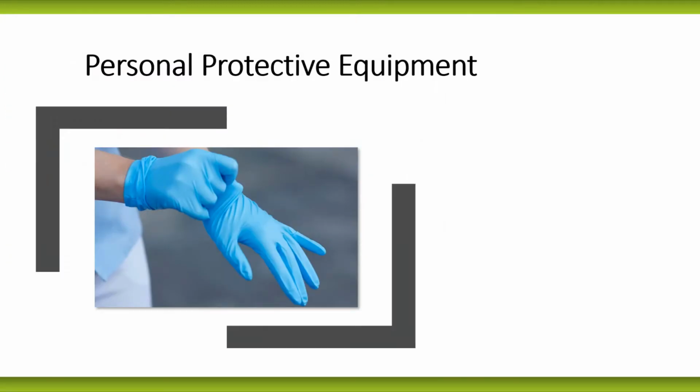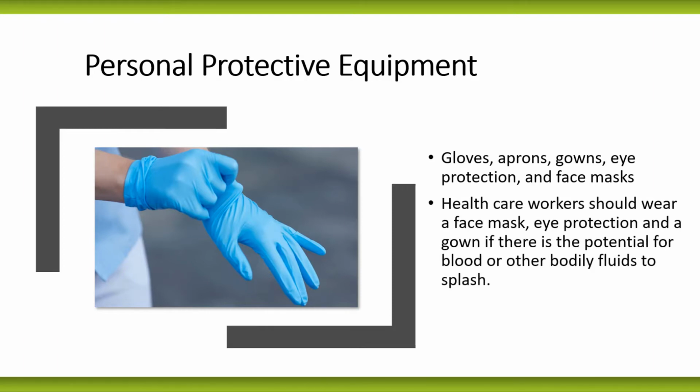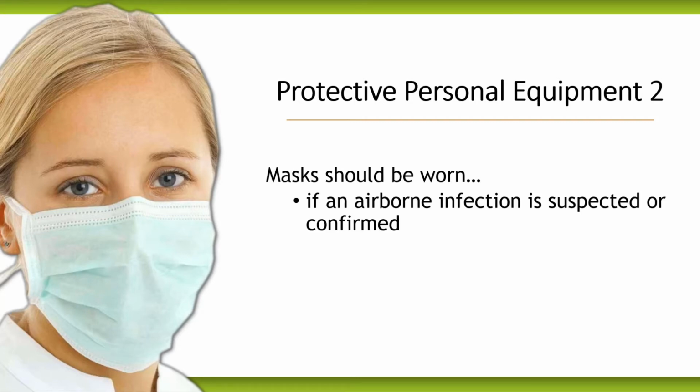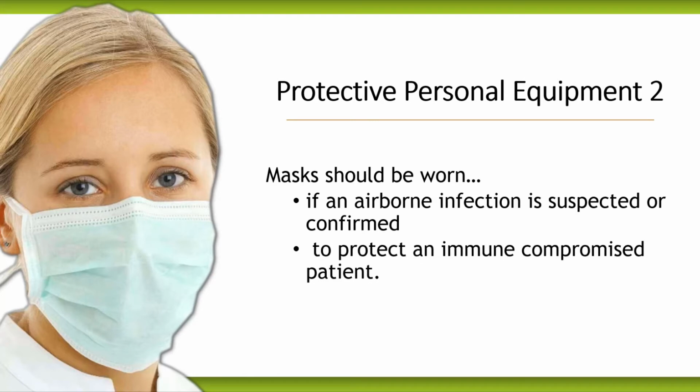Personal protective equipment: gloves, aprons, gowns, eye protection and face masks. Healthcare workers should wear a face mask, eye protection and a gown if there is the potential for blood or other bodily fluids to splash. Protective personal equipment number 2. Masks should be worn if an airborne infection is suspected or confirmed to protect an immune-compromised patient.